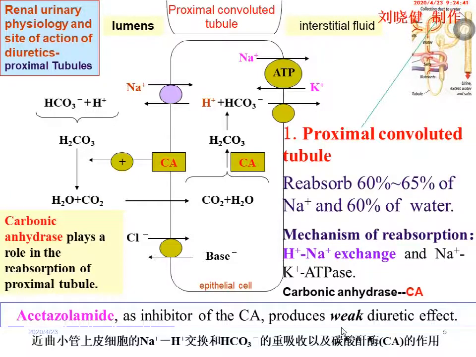Because once reabsorption of the proximal tubule is decreased, the reabsorption of the proximal tubule itself and the lower segments, like the distal tubule, will have a compensatory regulation. So the inhibitors of carbonic anhydrase acting on the proximal convoluted tubule, just because of this compensatory reabsorption in the proximal tubule itself and the lower segments of tubules, have very weak diuretic effects.